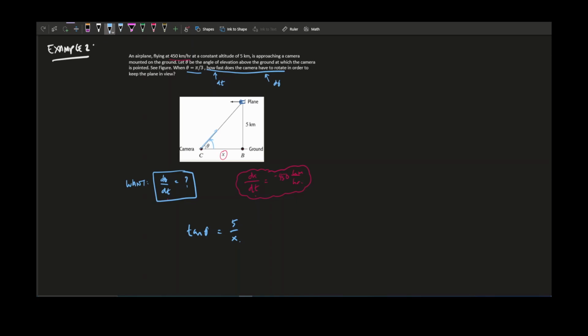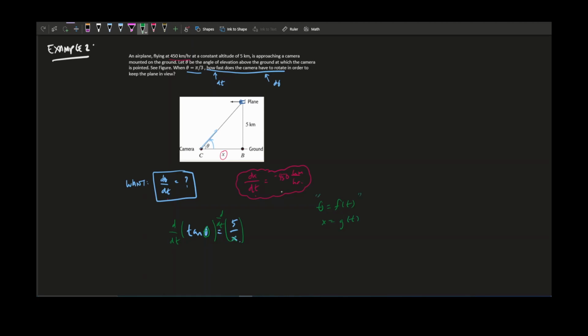Okay. So in other words, we will take this equation that relates theta to x, and we will differentiate both sides with respect to time, as we've done before, assuming that theta is a function of time, and that x is a function of time.